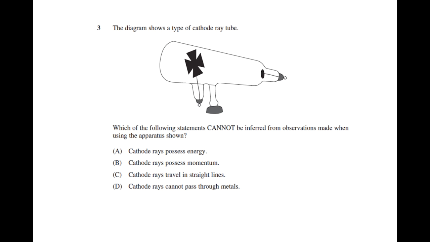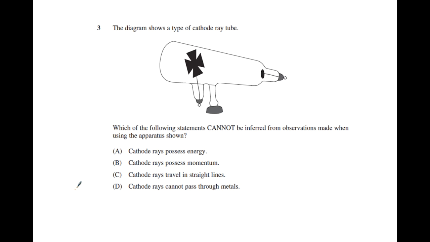Let's look at the next question. The diagram shows a type of cathode ray tube. Which of the following statements cannot be inferred by observations made when the apparatus is shown? A. Cathode rays possess energy. B. Cathode rays possess momentum. C. Cathode rays travel in straight lines. And D. Cathode rays cannot pass through metals. Pause now.